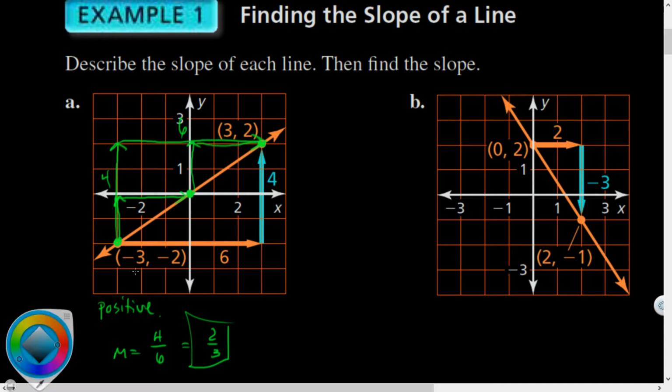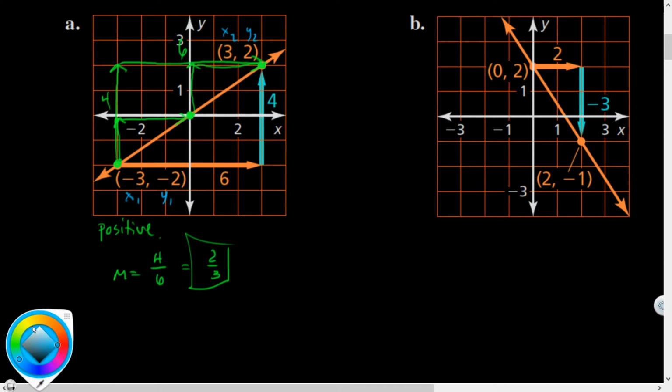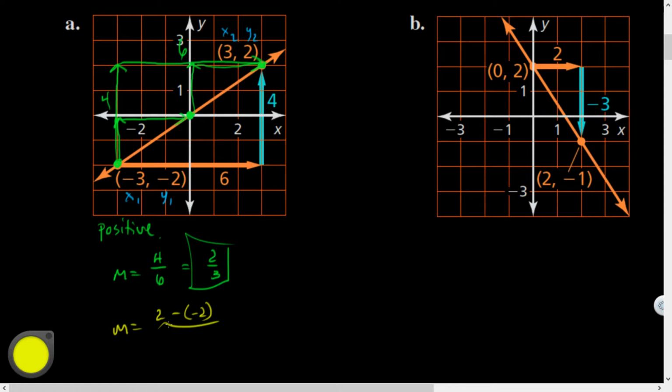Now, let's say I wanted to find this using the slope formula. Let's do that as well. If I wanted to, I could label these points x1, y1, x2, y2. It doesn't matter which point I labeled which, Devin. But once I pick them, I got to commit to them. So the slope formula would be m equals y2, which is 2, minus y1, which is negative 2, so 2 minus a negative 2, over x2, which is 3, minus x1, which is negative 3.